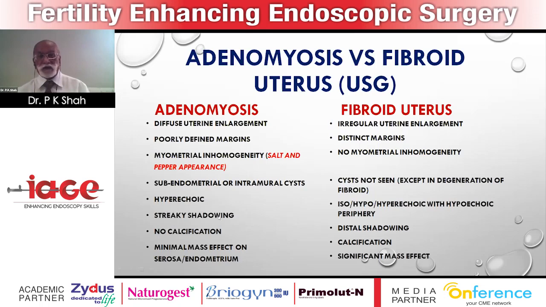Stripy shadowing is seen when the ultrasound passes through adenomyosis. There is a distal shadowing from the posterior wall. No calcification is possible. Minimal mass effect on serosa and endometrium, with a significant mass effect in cases of fibroid.